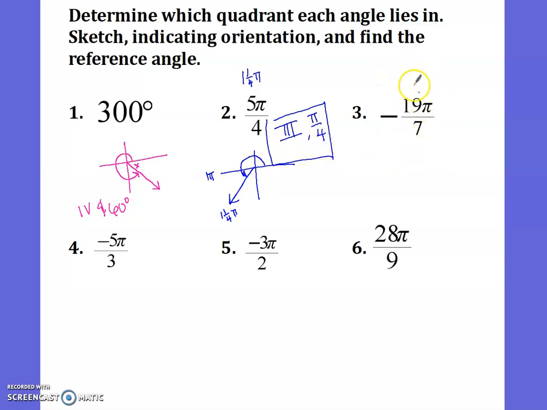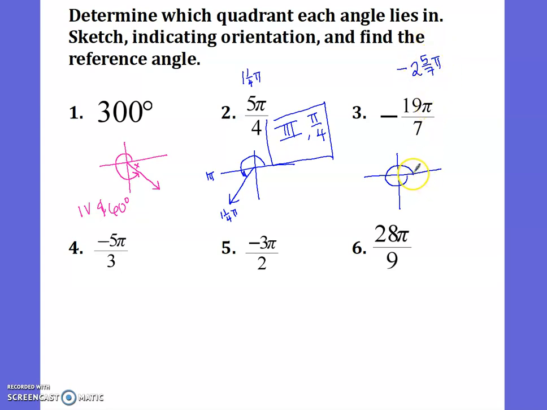So now we've got a negative angle. So I'm going to go ahead and convert this to a mixed number. So negative 19 over 2, 7 goes in there 2 times with 5 left over. So now I'm rotating clockwise. You're always going to start on the positive side of the x-axis. So I know 2 pi is going to get me all the way around. So this is negative 1 pi, negative 2 pi, and then I need to go 5/7 more.